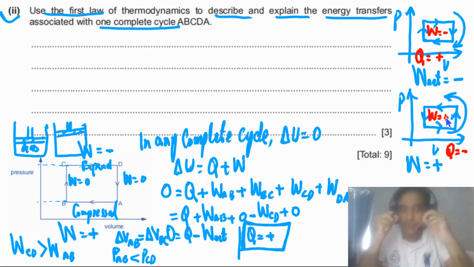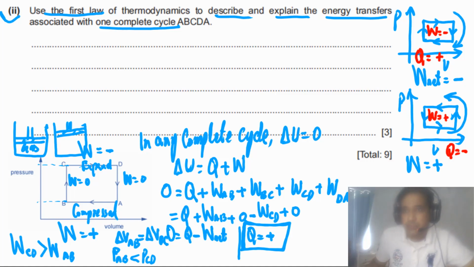So in the exam you can save time. You do not need to do all these things. You can simply understand that if it is a clockwise cycle, work done is negative and Q has to be positive, because total change in internal energy in any complete cycle is equal to 0. And if it is an anti-clockwise cycle, it means work done will be positive. So thermal energy has to be released from the system, because delta U for any complete cycle is equal to 0. I hope this makes sense to you.